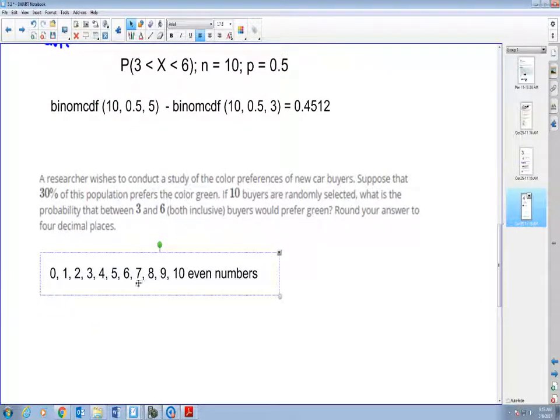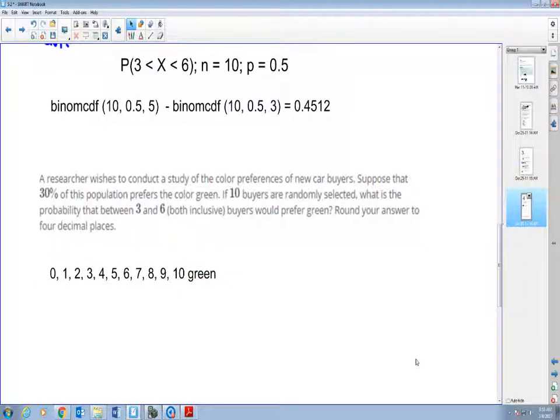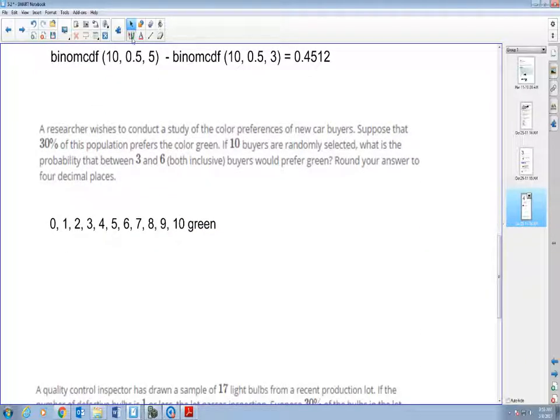Alright, so I can have 0 buyers out of the 10 who want green, all the way up to 10 who prefer green. And this problem wants me to find between 3 and 6 inclusive. So what I want is 3 all the way up to 6.